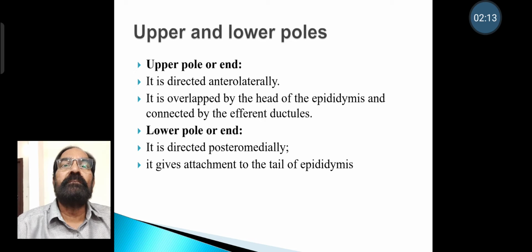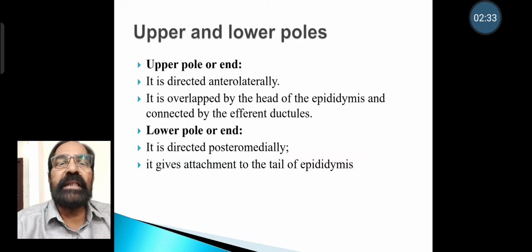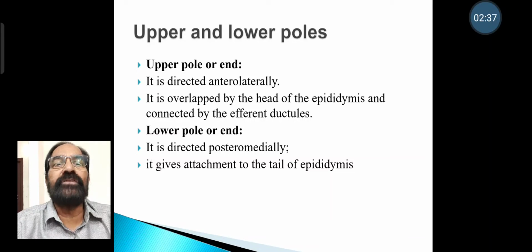Upper pole or upper end is directed anterolaterally. It is overlapped by head of epididymis and connected by efferent ductules. Lower pole or end is directed posteromedially. It gives attachment to the tail of epididymis.